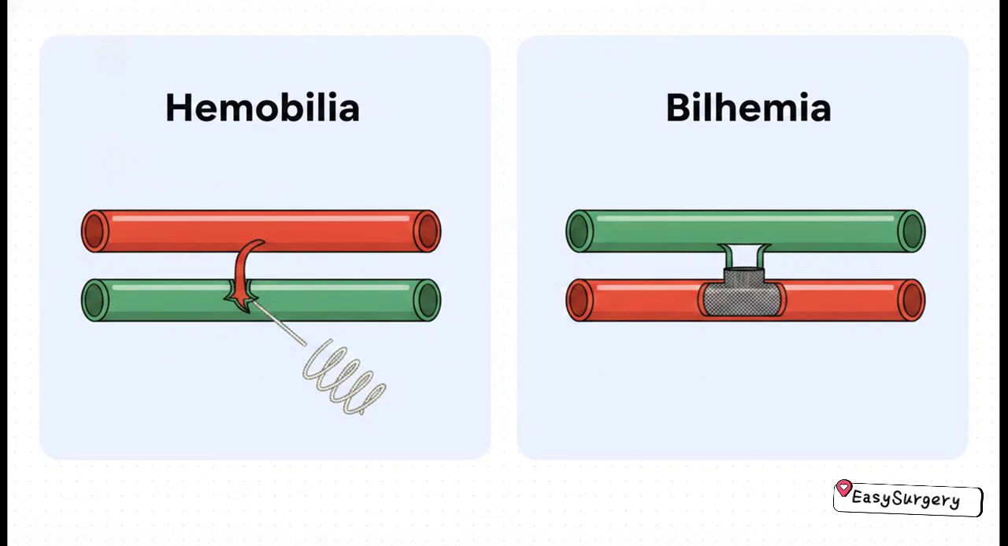And because the mechanics are reversed, you need entirely different interventions. For bilhaemia, you can't just embolize. You have to stent the fistula via ERCP to block the bile from washing into the venous system.